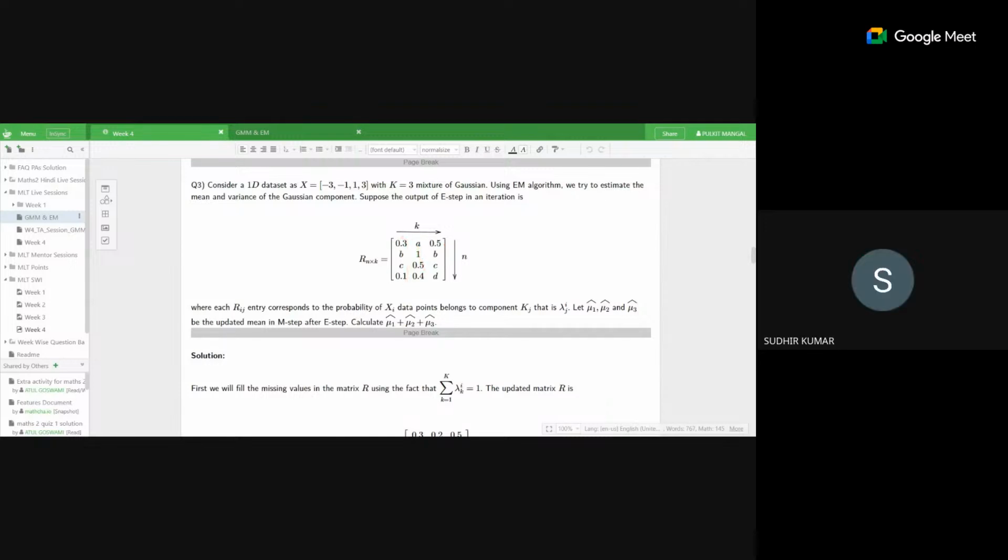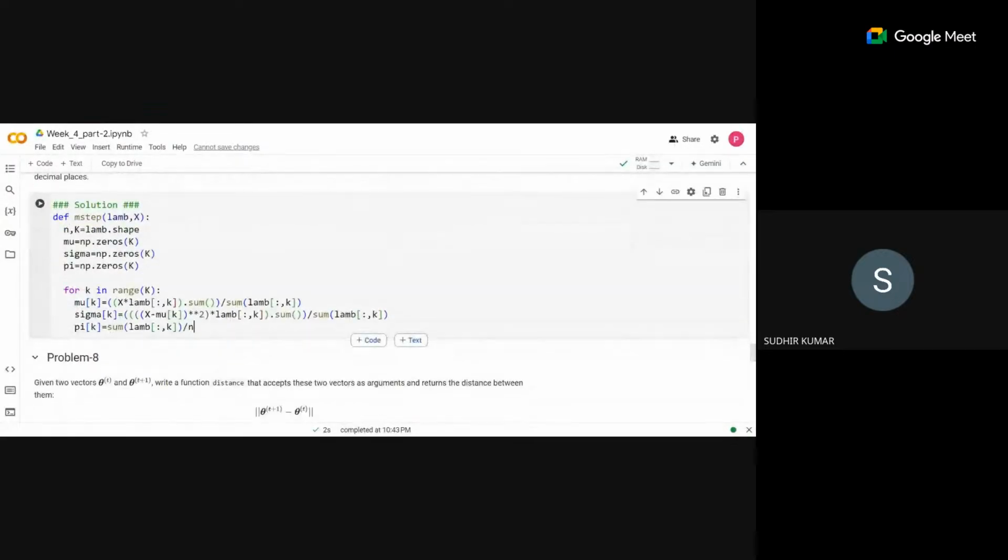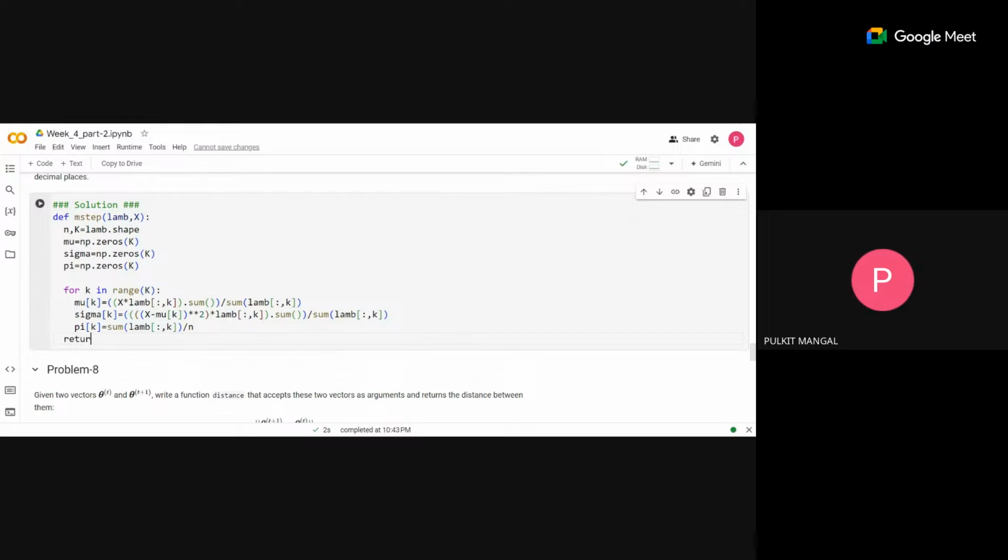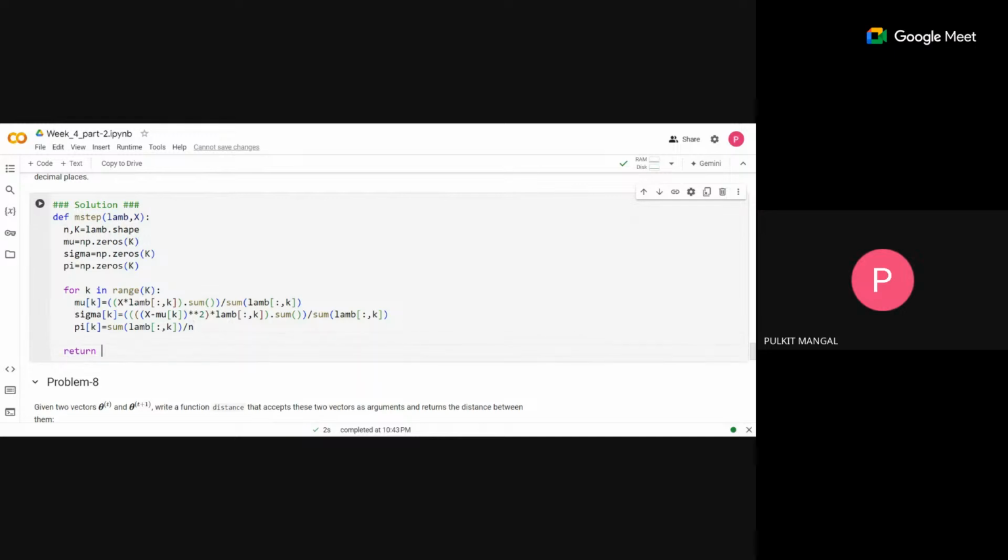Now we need to concatenate the mu, sigma and pi, because that's how we are defining theta. The first k values are mu, the next k are sigma, and the last k are pi. So in return we will use the numpy function np dot concatenate.